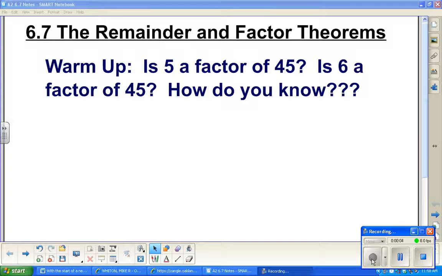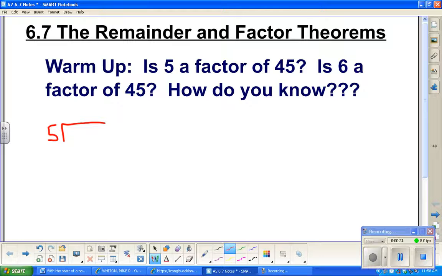Okay, so for this section we're going to deal with factor theorems and remainder theorems. So with this warm-up, what do we think? Is 5 a factor of 45? Okay, it is. Why? Okay, so you're going 5 into 45. Goes 9 times.